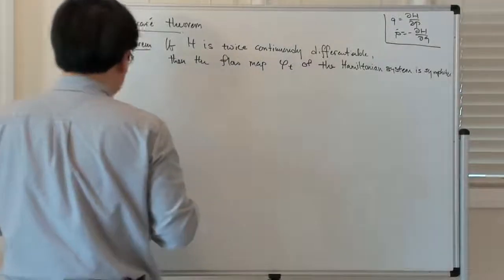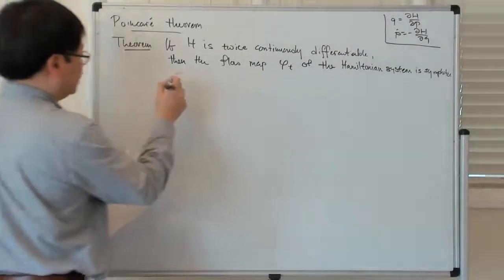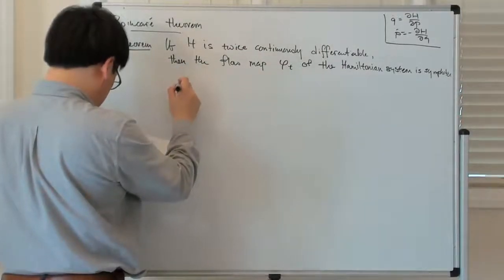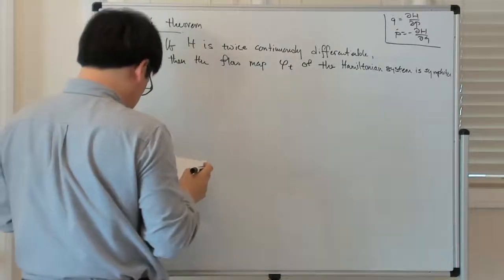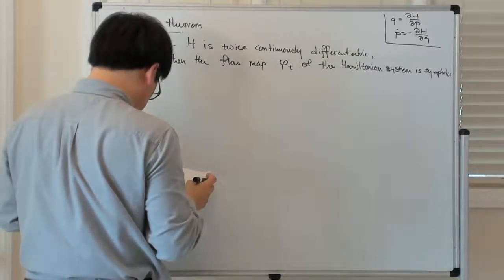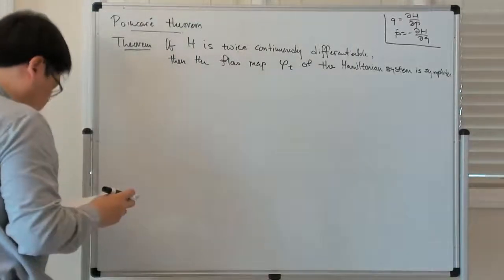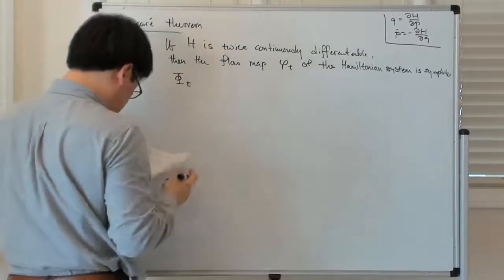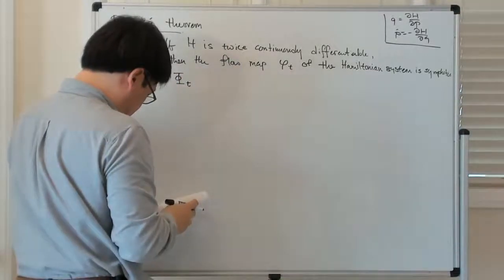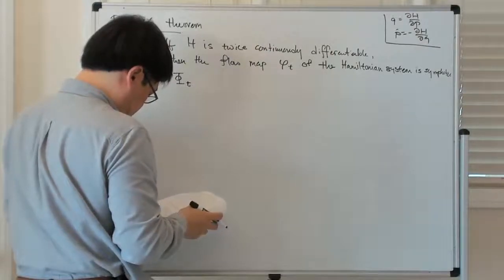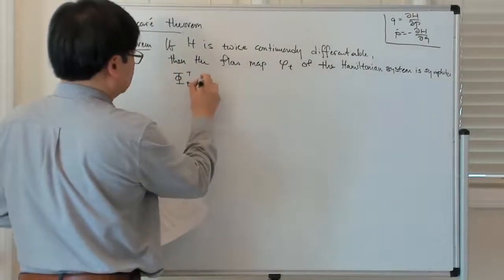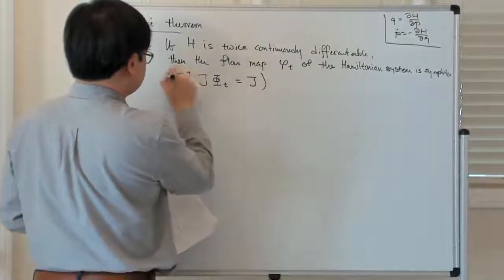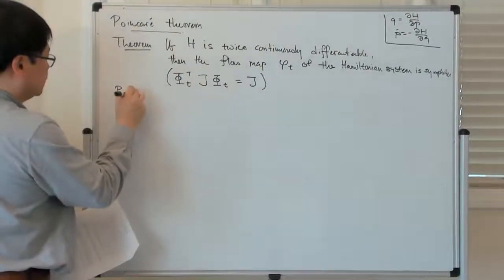And of course, symplecticity basically means that the linearization of this, let's write that, transpose, J times the linearization is equal to J, right? Okay, so let's prove this.